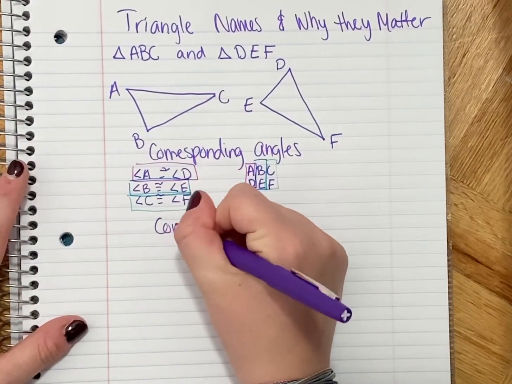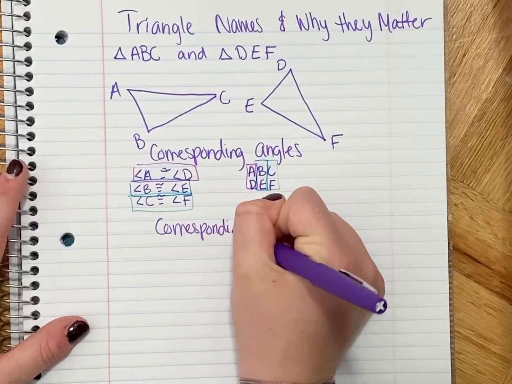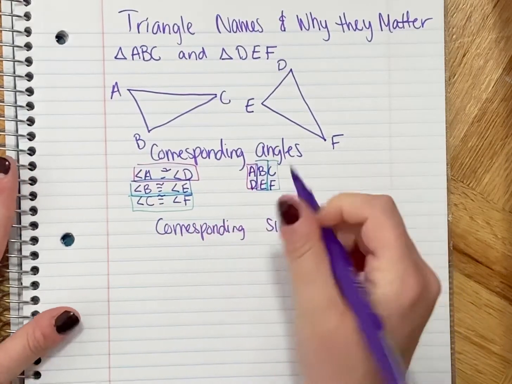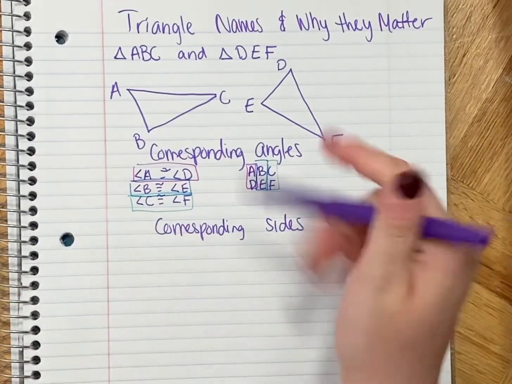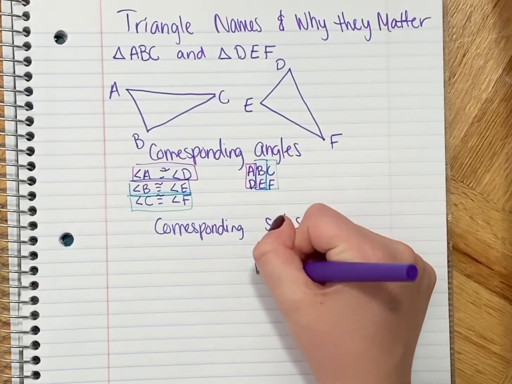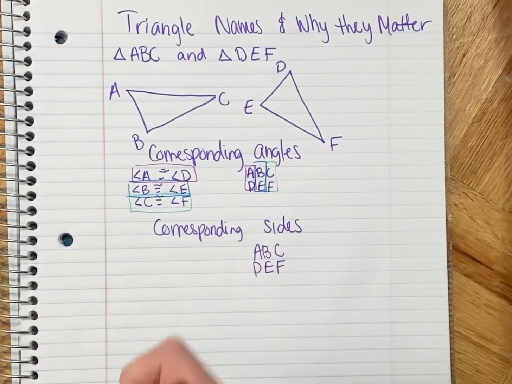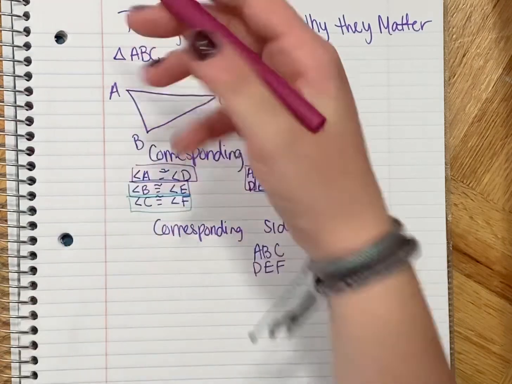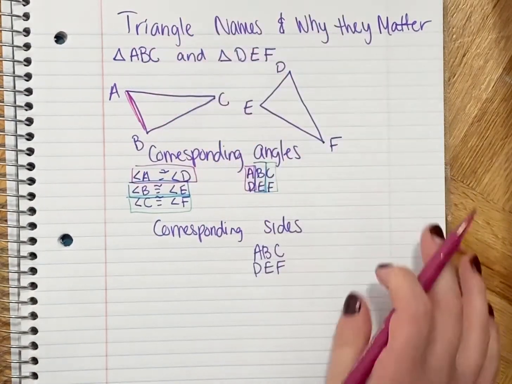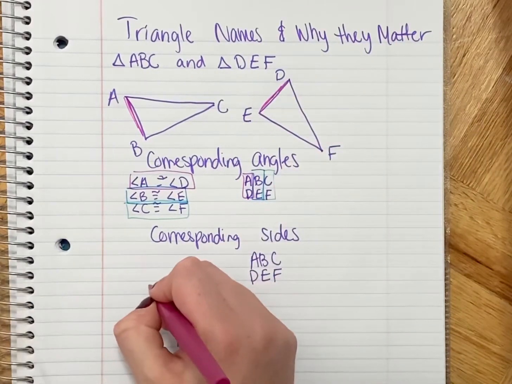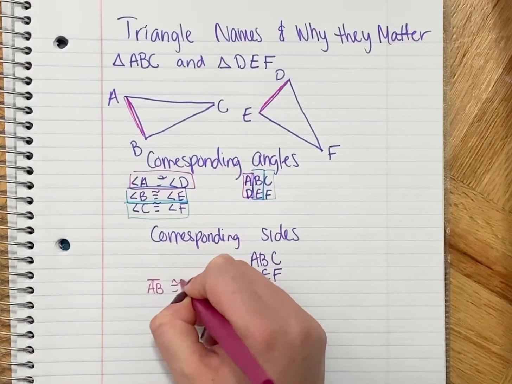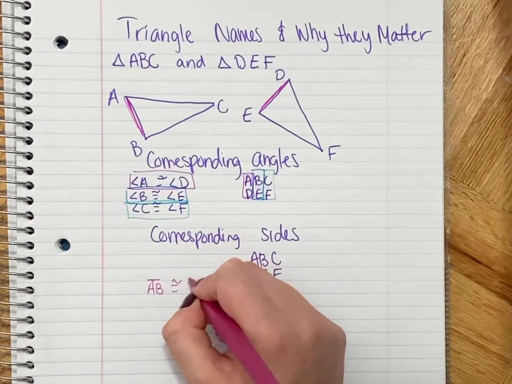Now we can also have corresponding sides. Okay. So using the same triangles here, the way I like to think about our corresponding sides is again by using the names. So we have ABC and DEF. If we look here, AB here corresponds to DE. Okay, so AB is congruent to DE.